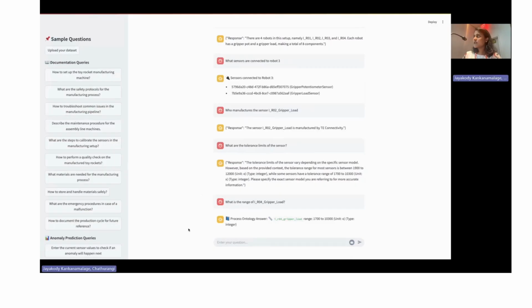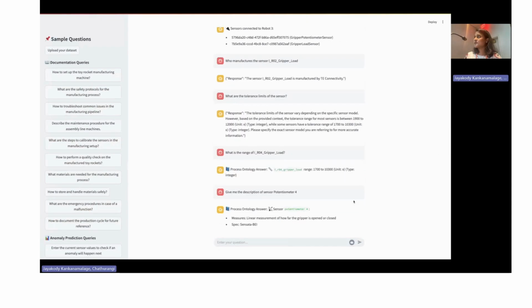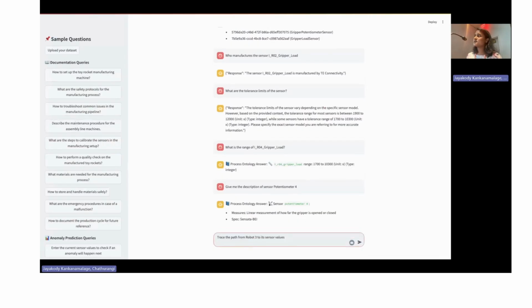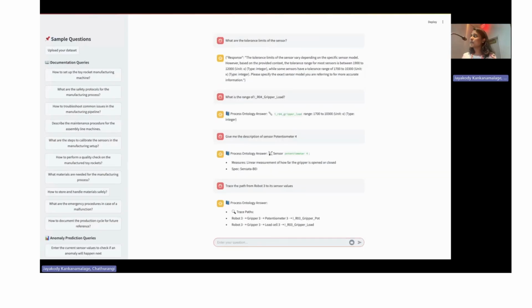And we can ask the same question in different ways, and it infers the correct answer and gives us the response. So I'm asking for the description of the sensors. It gives me the description along with the measure, what this sensor is doing, and the specification of these sensors. And it is also very good at tracing the path between the separate elements, the robots, and the functions involved, things like that.